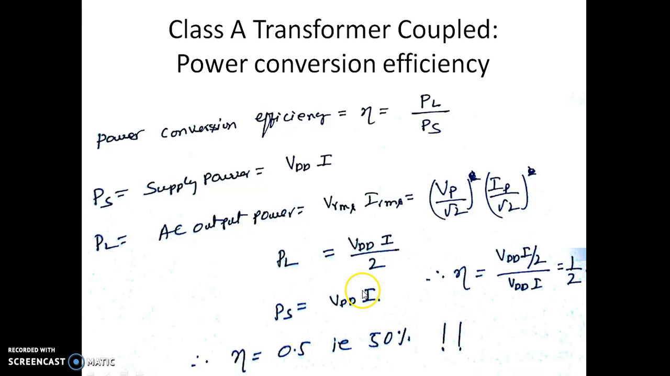You can see the advantage of going for this transformer coupled. It's again the same class A power amplifier. Now the efficiency is increased by 2 times. For a class A amplifier with a resistor, it was found to be 25%. Now, using this transformer coupled configuration, we are able to increase the efficiency to 50%. So this is the biggest advantage of going for transformer coupled power amplifiers.